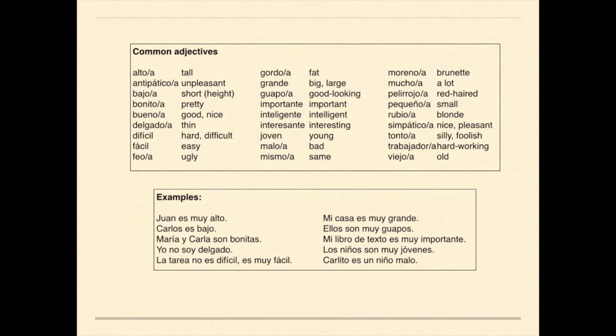Los niños son muy jóvenes. The kids or children are very young. Carlito es un niño malo. So Carlito is a bad kid. Okay, so notice malo coming directly after niño. Right? So these are common adjectives. Again, masculine, feminine, singular, plural. Typically they come after the word they modify when we are not using is, am, or are in the sentence. And that's pretty much, those are the main things you need to know. Go ahead and memorize the adjectives and their different forms and practice their uses.